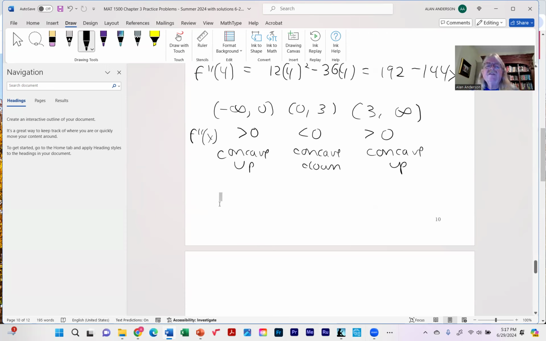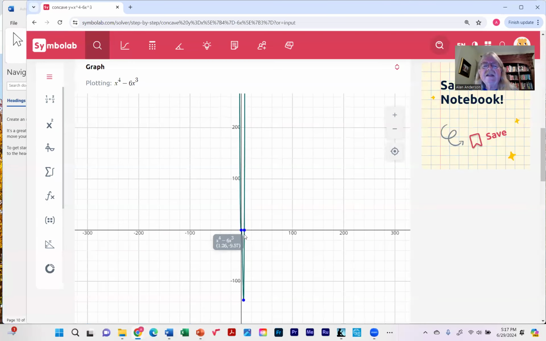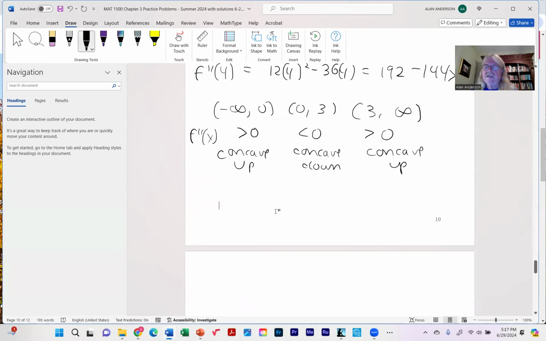And again, the graph itself, it's very hard to tell by looking at it. To confirm this, I don't know about you, but I'm finding it very difficult to read anything out of this graph. But that's what the calculus results are telling us. Okay, so that should do it.